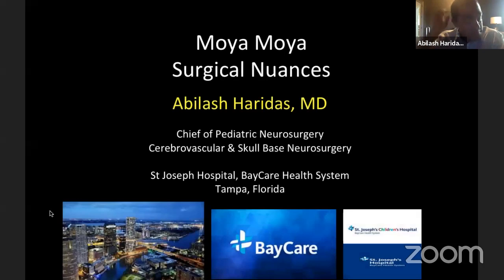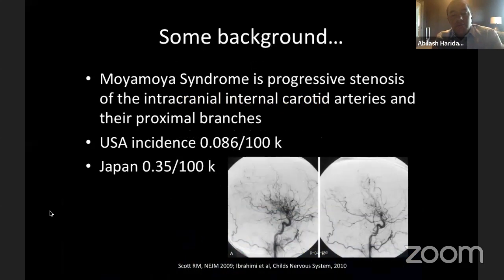Okay, here we go. So I'm in Tampa. We're going to be talking about moya moya. We'll jump right into it. So moya moya is a progressive stenosis of the intracranial internal carotid arteries and their proximal branches. The incidence is slightly higher in the Japanese population, but it's also quite common in many other parts of the world, including the Mediterranean.